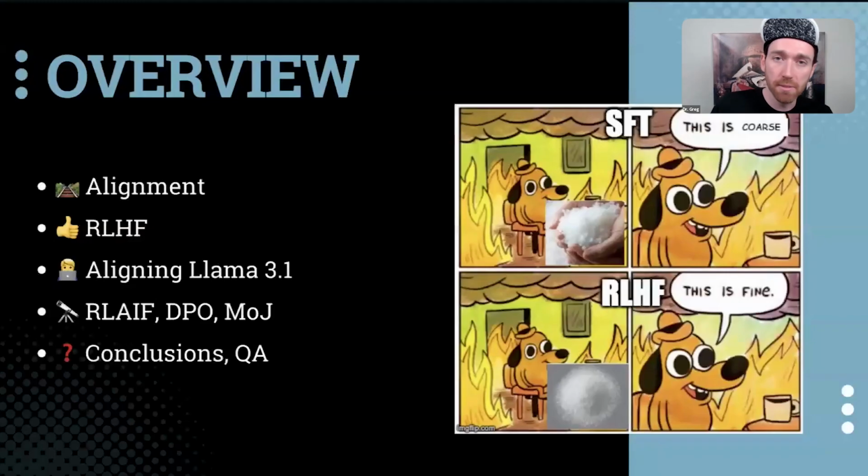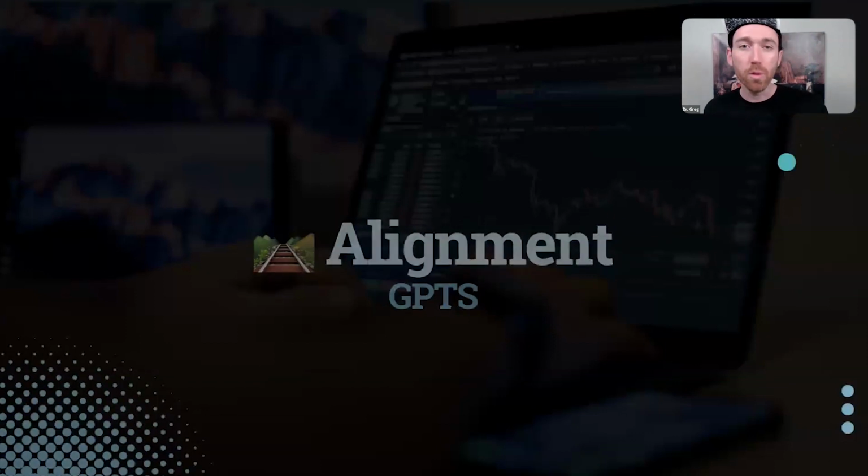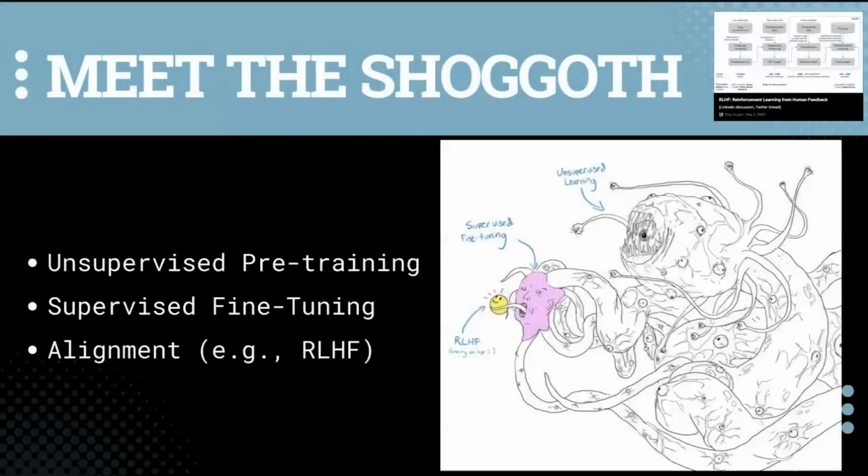So we're going to walk through alignment, connect all the pieces of the web we've been spinning, and then get into the details of RLHF, actually align a Llama model, and then talk about some of the stuff that's been happening since. Okay, so let's start with GPTs. We remember that we have our good friend, the Shoggoth. We've been through unsupervised pre-training, we've been through supervised fine-tuning, and now here we are at alignment.